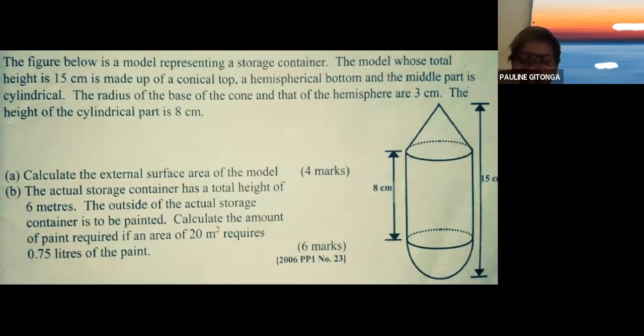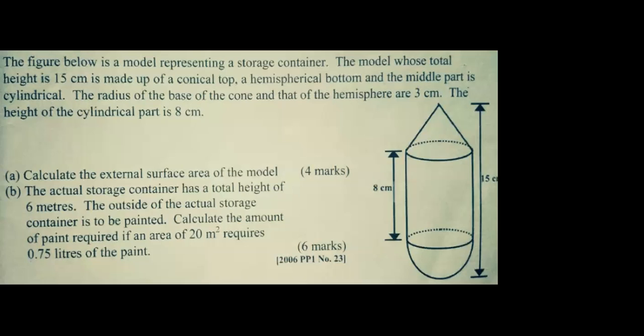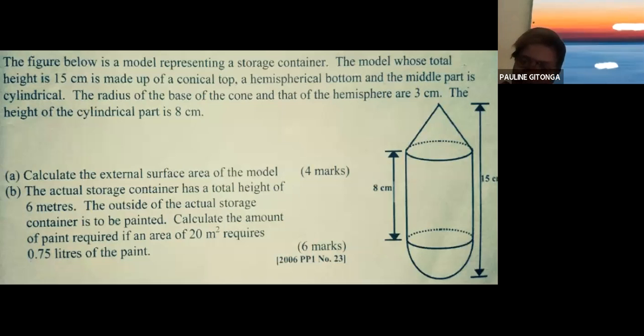Okay, with the question we have, your 10 minutes are over. We are supposed to get the surface area, the curved surface of a cone. We get the area of the cylinder. Then we get the area of the hemisphere. After that, we add the area of the curved surface of the cone to the area of the curved surface of the cylinder to the area of the hemisphere.